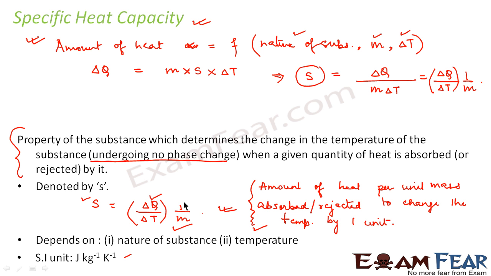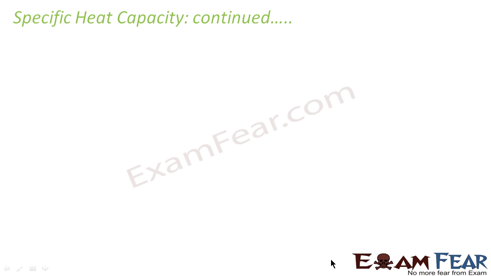Very simple. If you look at this formula, we can say that for delta Q, that is heat, heat is a form of energy, so its SI unit would be joule, divided by change in temperature, which will be in Kelvin. Also, mass will be kg. So, we get joule, kg inverse, Kelvin inverse. Now, that is what we know as specific heat capacity.